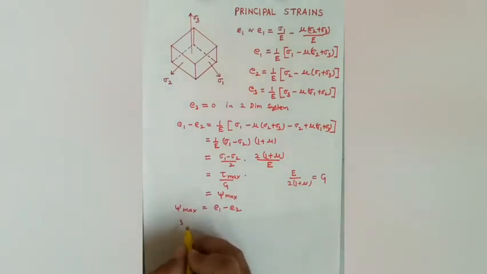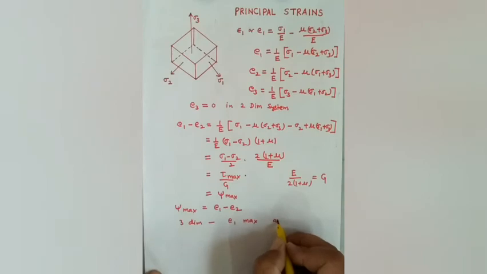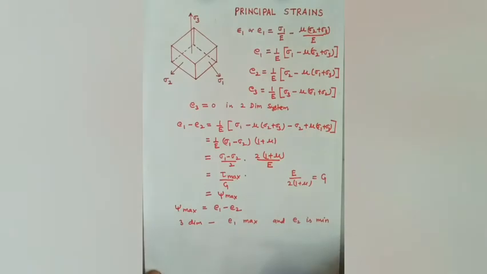In a three-dimensional system, let us assume E1 is maximum and E2 is minimum of the three corresponding strains E1, E2 and E3. In that case, psi max will be equal to E1 minus E2, or we can say the greatest difference of principal strains.